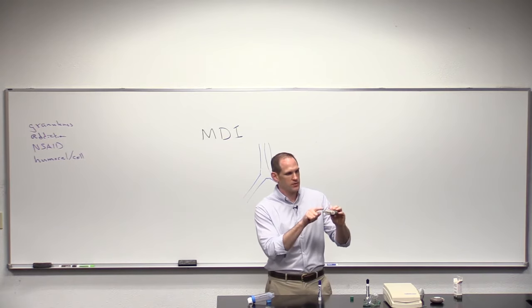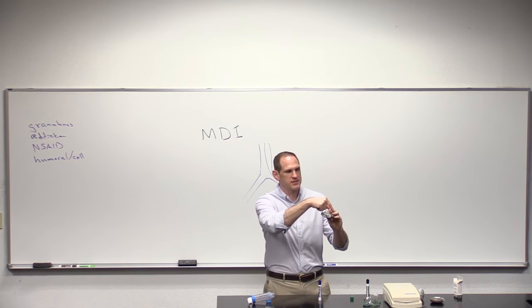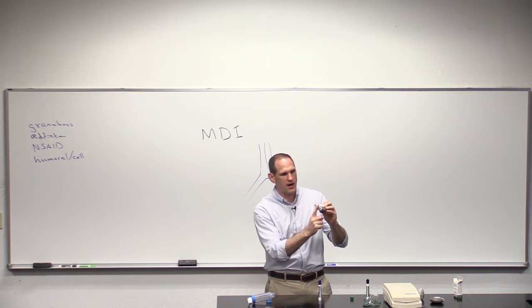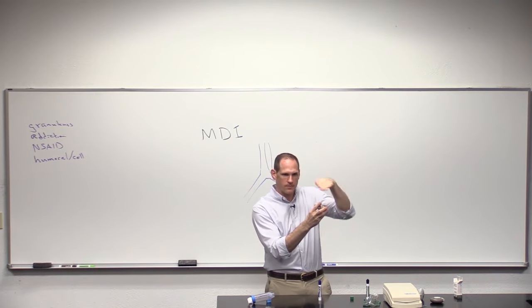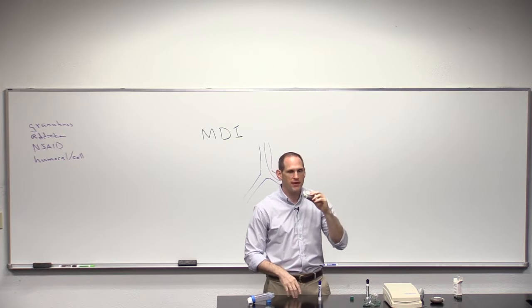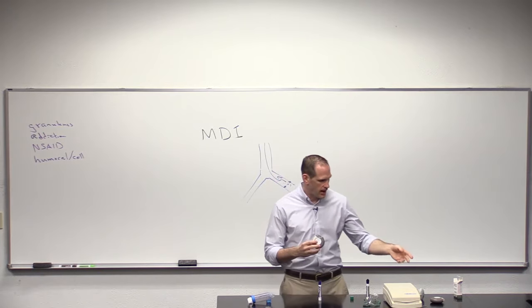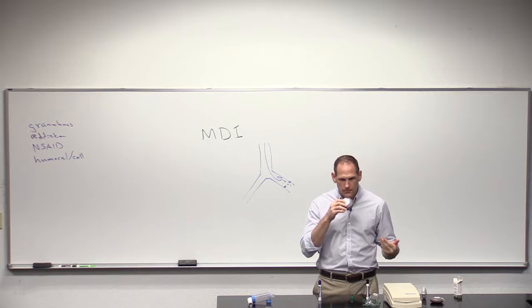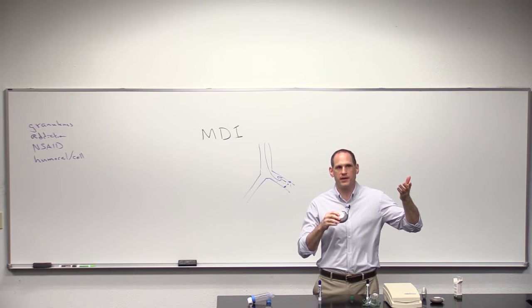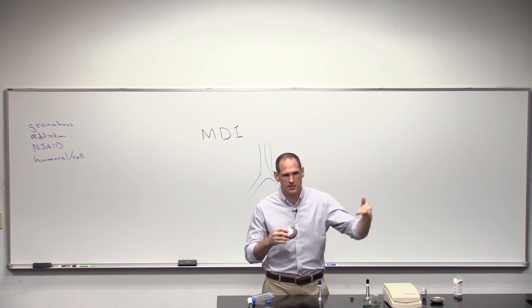So there's a little disc inside of this thing, and every time you cock the little lever back, it puts a new little dose in there. So you cock it, then breathe. Same as this kind of dry powdered inhaler, you want to breathe out, put it to your mouth, one big breath in, hold it for 5 seconds, breathe out again.